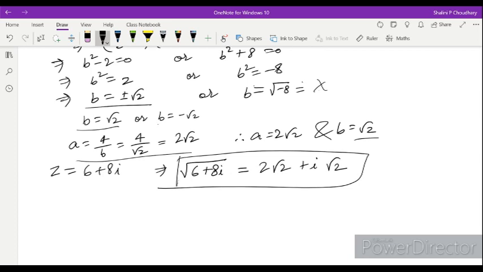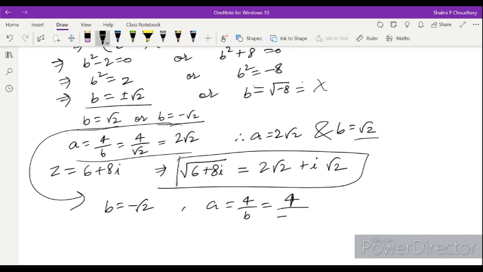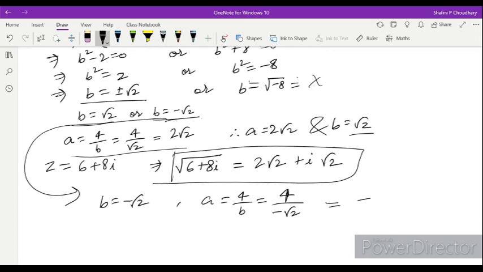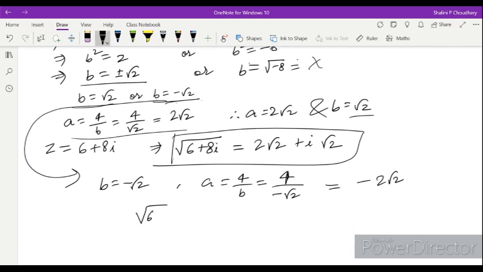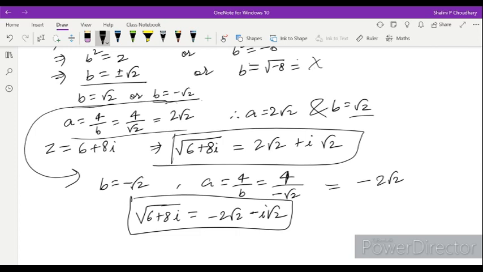Or if we take the value of b as minus root 2, so in that case, if b is equal to minus square root of 2, then a will be equal to 4 upon b, that is 4 upon minus root 2, so that will be equal to minus 2 root 2. In this way, square root of 6 plus 8i will be equal to minus 2 root 2 minus i root 2. So these can be two values of z.